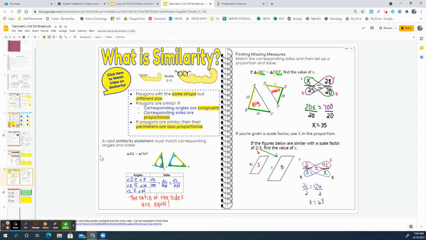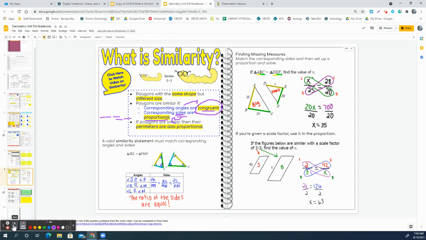If they're similar, one thing is going to be big and the other thing is going to be small, okay? They're going to have some relationships, but they're going to be different sizes. So one thing is small and one thing is big. Same shape, but different size. The angles are always going to be congruent, okay? The angles are always going to be congruent, but the sides are going to be proportional. That means we're going to have to make a proportion to solve when we're talking about sides, okay? So angles are always congruent and sides are always proportional.